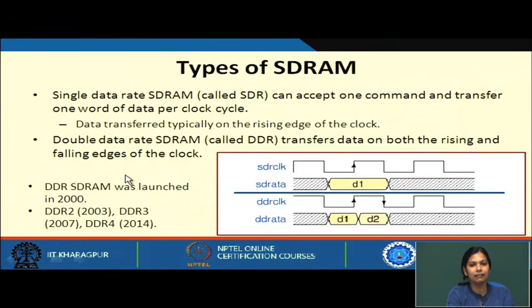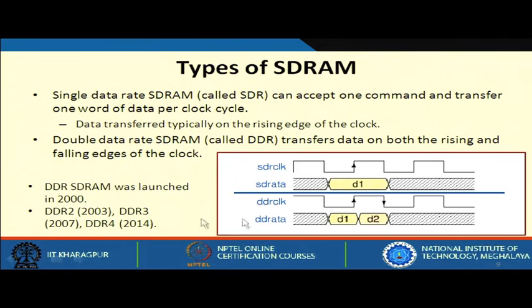Now, let us see various types of SDRAM. When SDRAM came into market, it was single data rate SDRAM, called SDR SDRAM. What it can do? It can accept one command and transfer one word of data per clock cycle. So, in one clock cycle, it can only transfer one data item. That is why it is called single data rate.